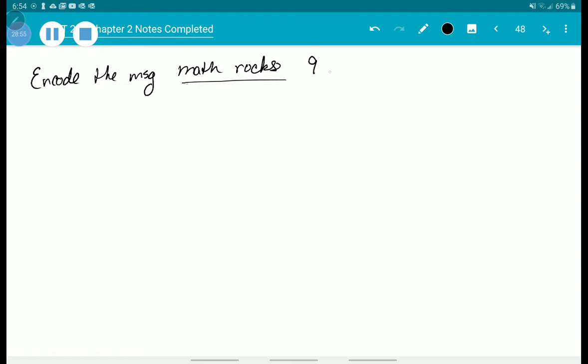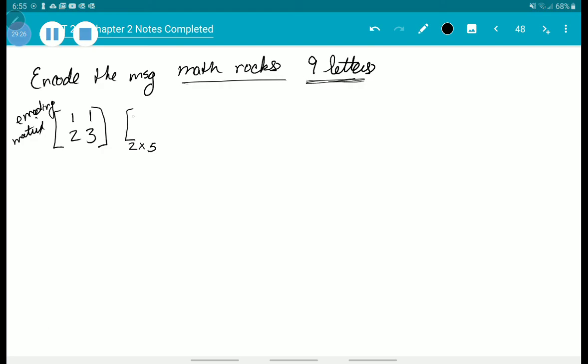So we have non-letters. And let's say we wanted to force a 2x2. So let's do the encoding matrix, how's that? 1, 1, 2, 3 again. Since we have non-letters, to make this multiplication defined, we would have to have a 2x5 here because we need 10 entries to get all 9 in. So MATHROCKS.